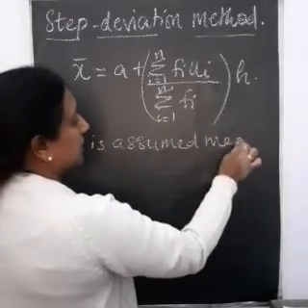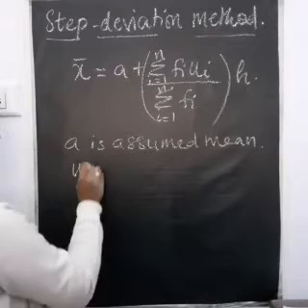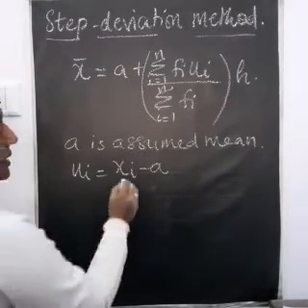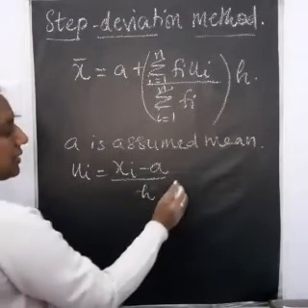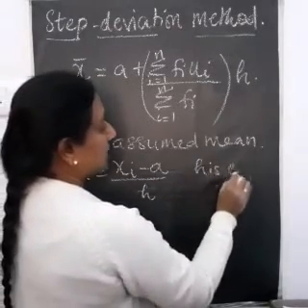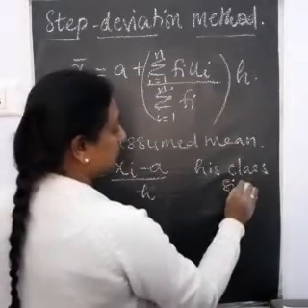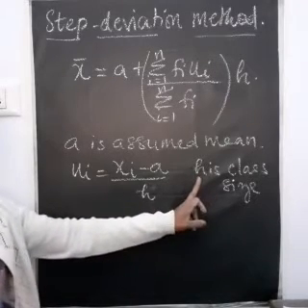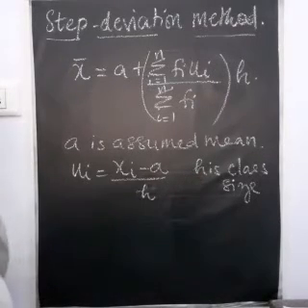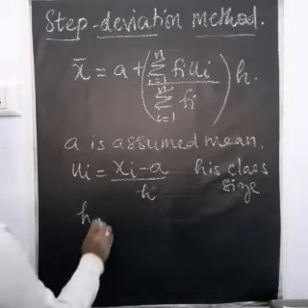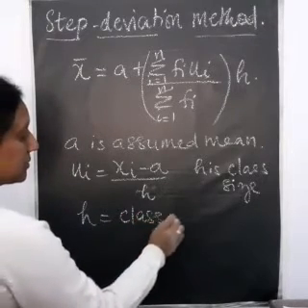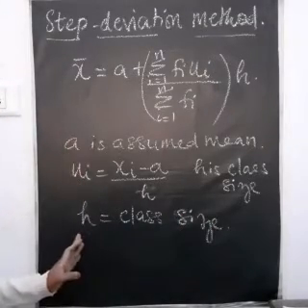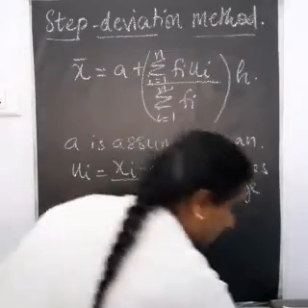Then, what is ui? ui is equal to xi minus a. xi minus a was di, remember, divided by h, where h is the class size or common factor. Class size means subtracting the upper limit and the lower limit, you will get the class size. So this is my formula. So let us see how we can do one sum to get the answer.